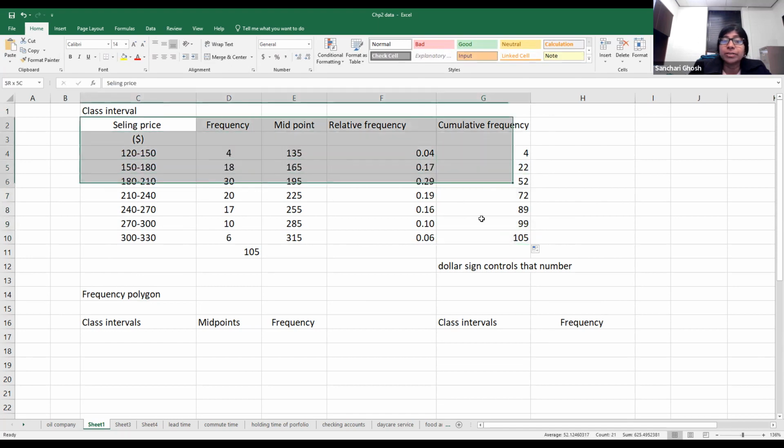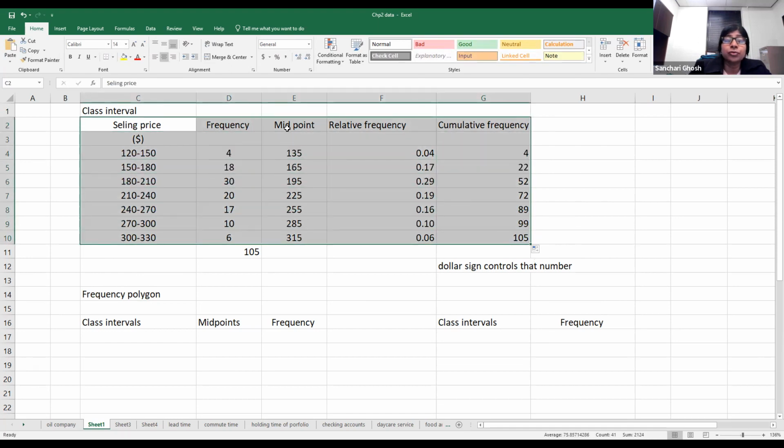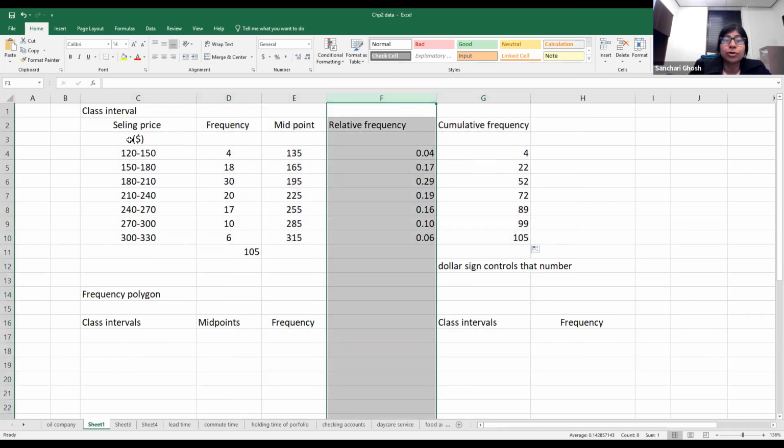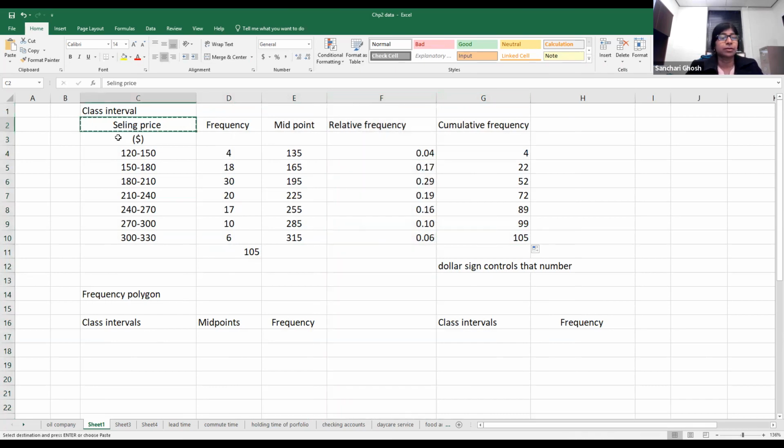This is like a full frequency distribution table. It's very interesting. You may or may not put in the midpoint, but I want you to show these numbers, this cumulative frequency, frequency, relative frequency for sure. These 4 columns, the class interval, selling price. Let's make these class interval, put these as selling price. Because the frequency distribution table really looks nice if you put class interval, frequency, midpoint, relative frequency, cumulative frequency.